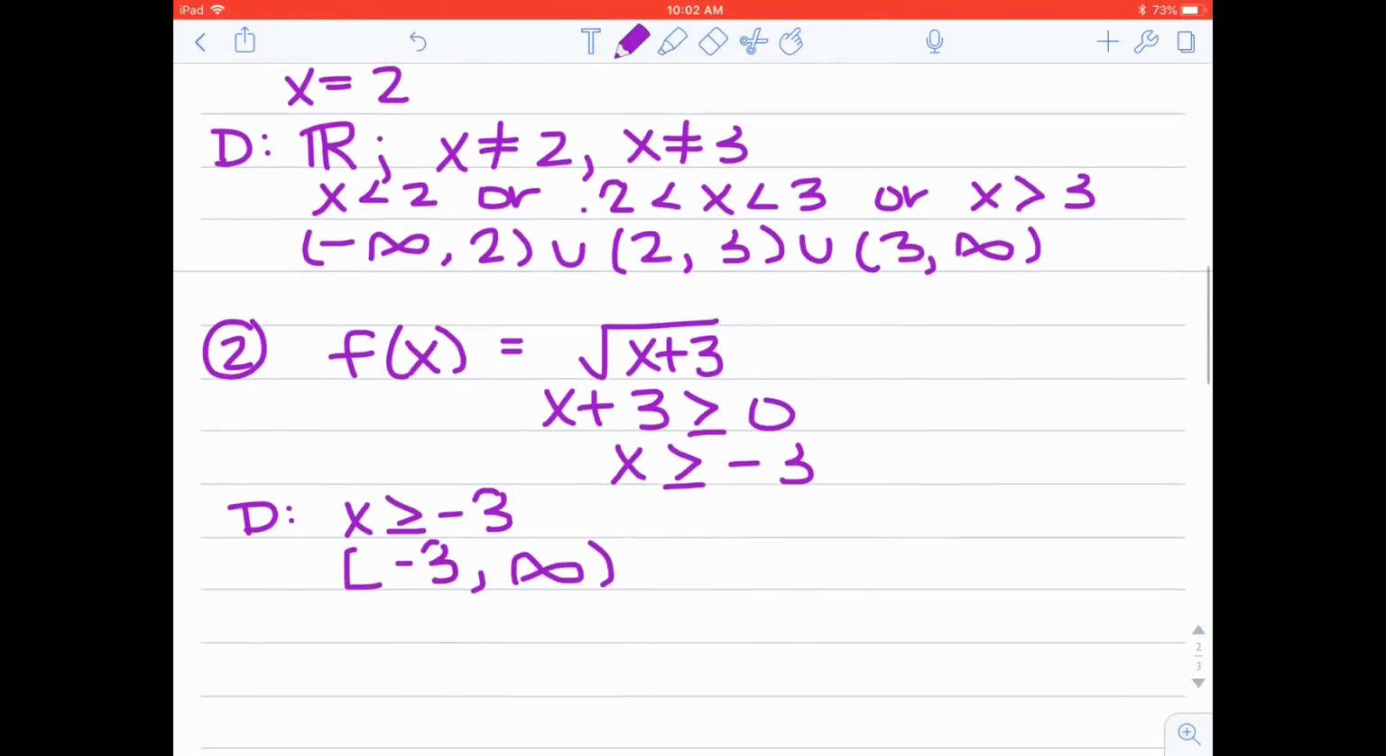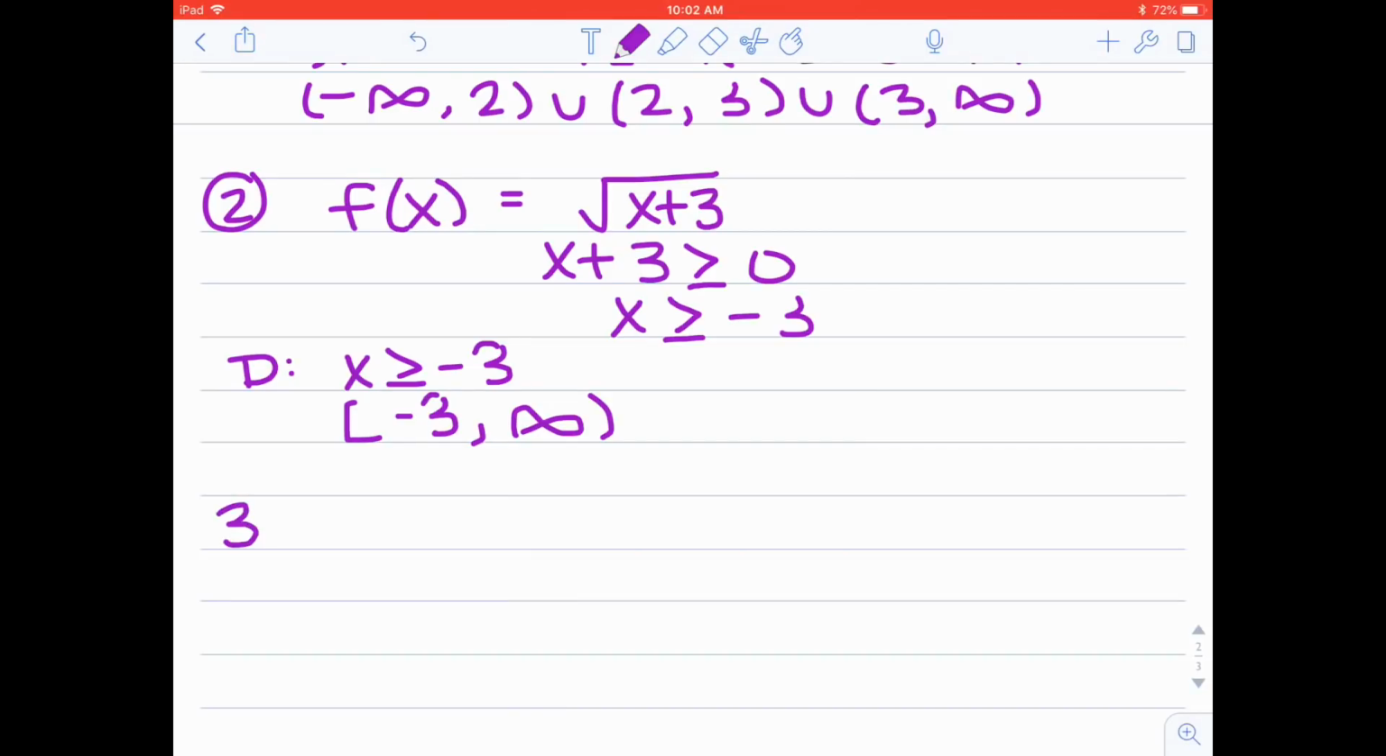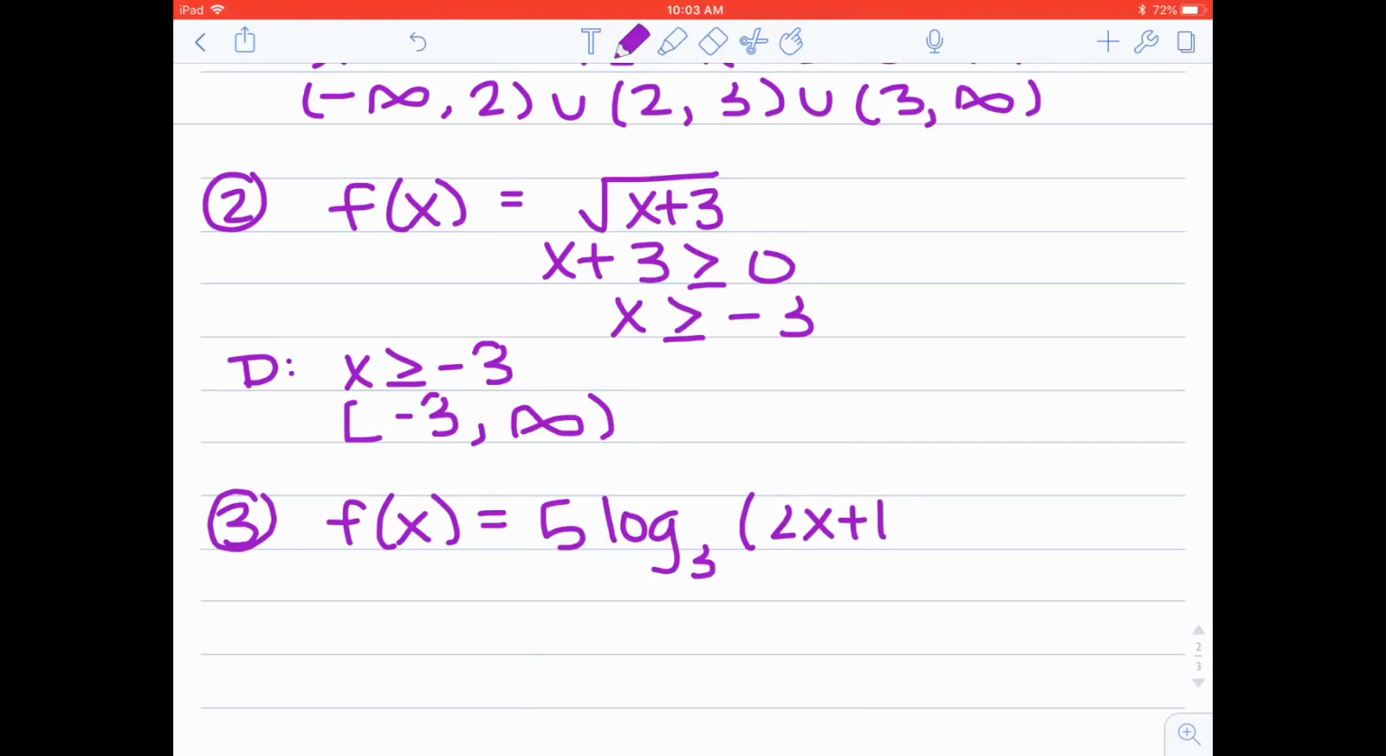All right, for our third example, we're going to start looking at functions that have more than one piece to them now, that have more than one term. So this function is going to be 5 times log base 3 of 2x plus 1, plus 1 over x minus 7.